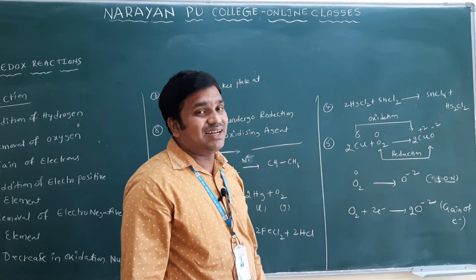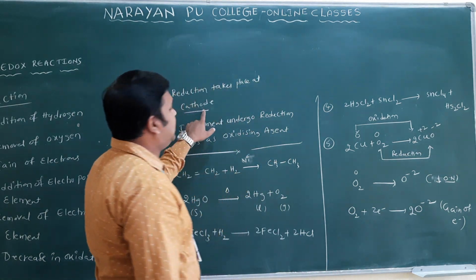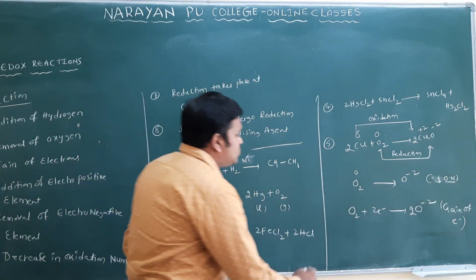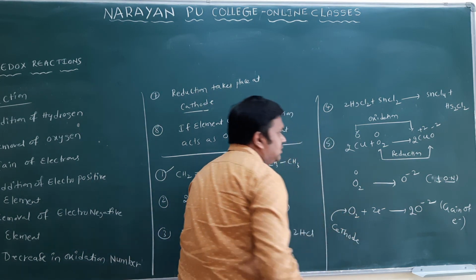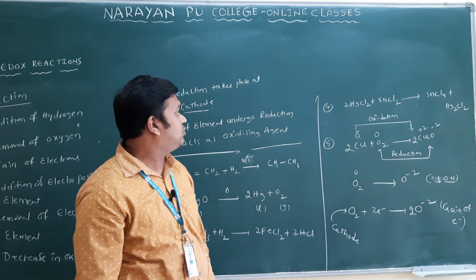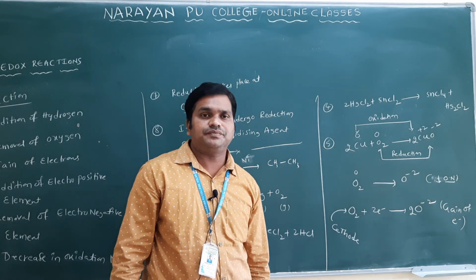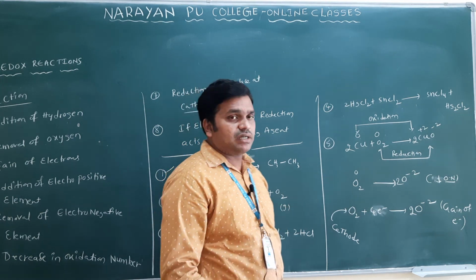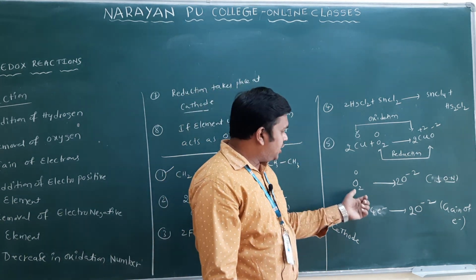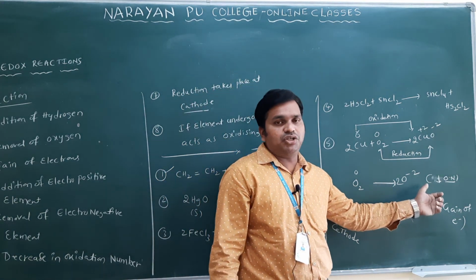Gain of electrons is reduction, and reduction takes place at the cathode only. So this is the reaction that takes place at the cathode, and these are examples of reduction only. I just wrote the equation with 2 electrons, but we can write it with 4 electrons also. How 4 electrons here? Here O2, 0, converts into 2O minus 2 only.